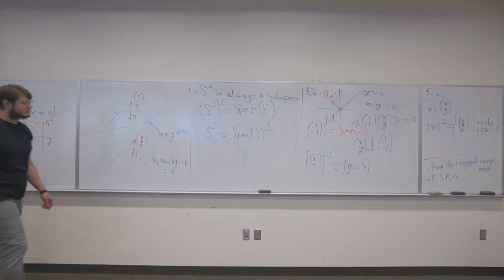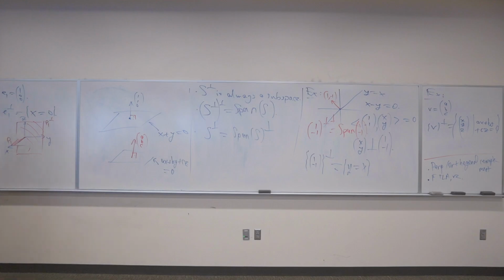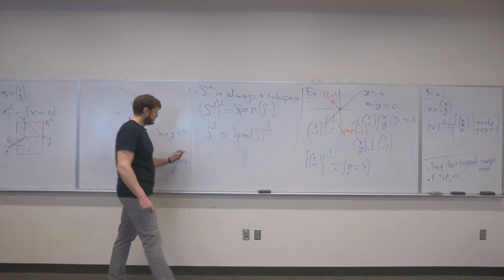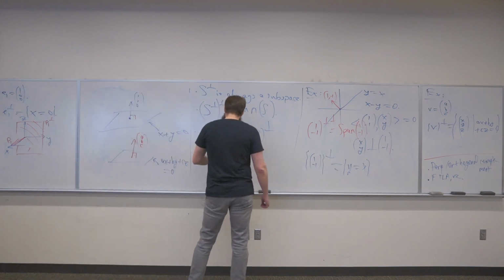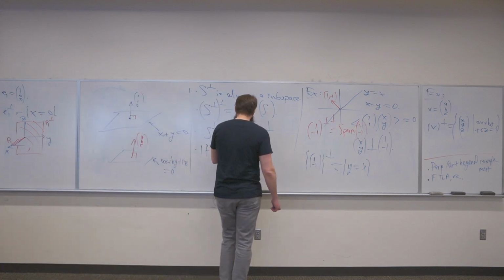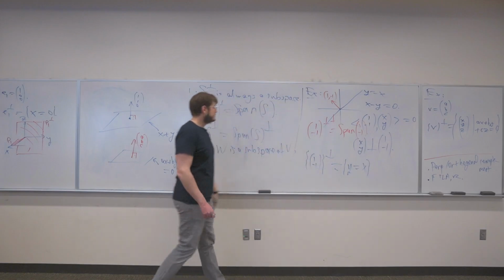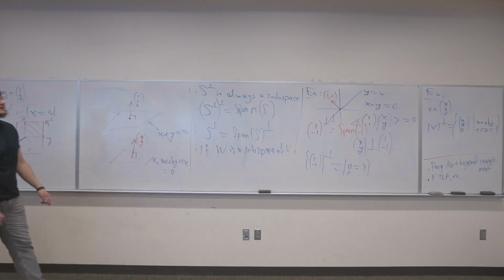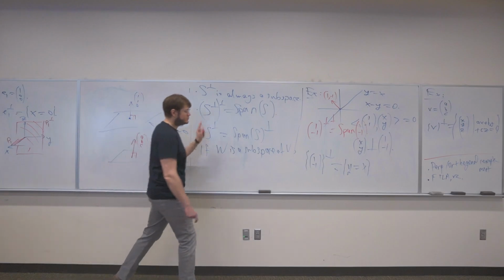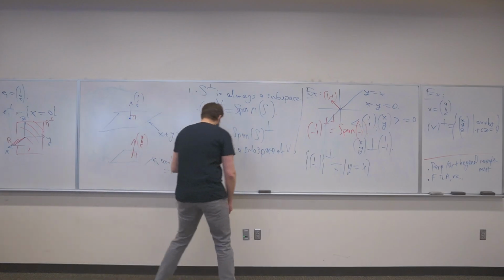Oh, I want to add one final thing. If I start with a subspace of V itself, if, say, W is a subspace of V, then the dimension of W and the dimension of W perp are going to add up to the dimension of V.